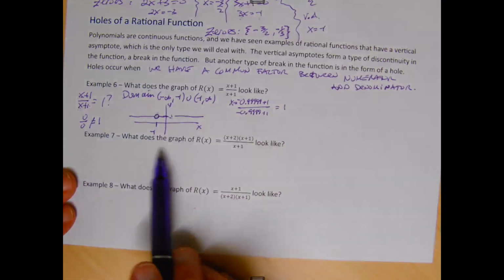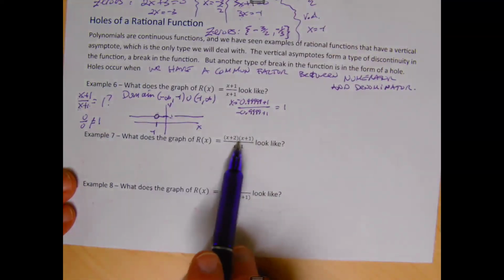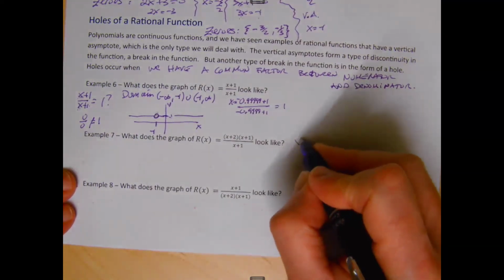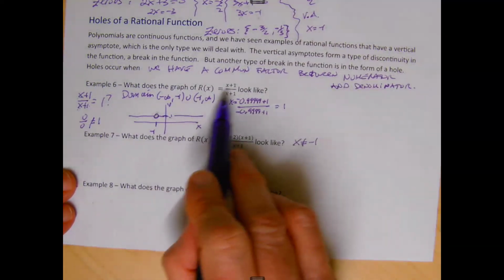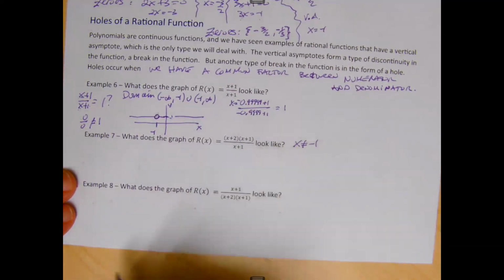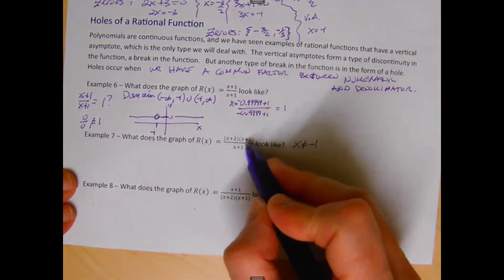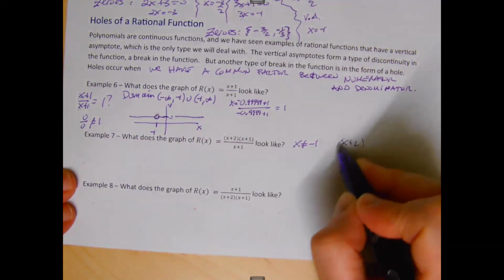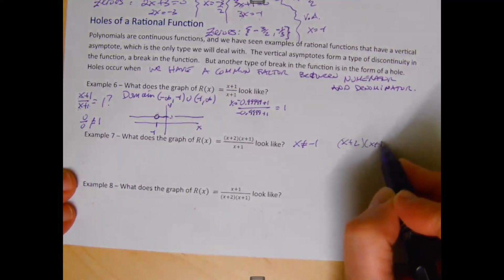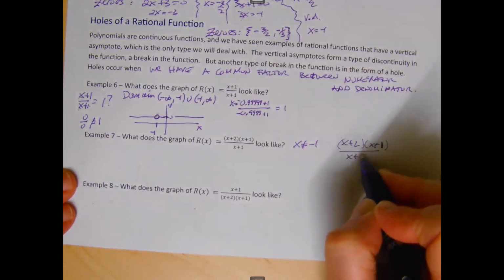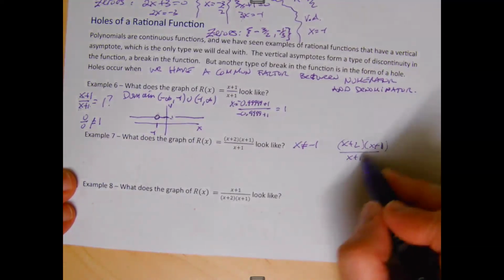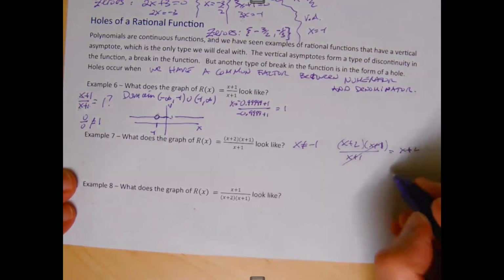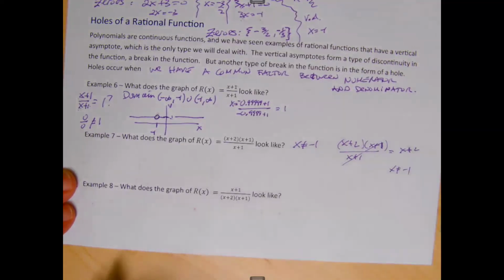For example, what does the graph of R(x) = (x + 2)(x + 1)/(x + 1) look like? Notice we know now that x cannot be equal to -1. That thing blows up. But if I were to cancel, let's do something you would have done in earlier math class, like say, please simplify this. And then I get x plus 2. But again, to be fully correct, x cannot be equal to -1.